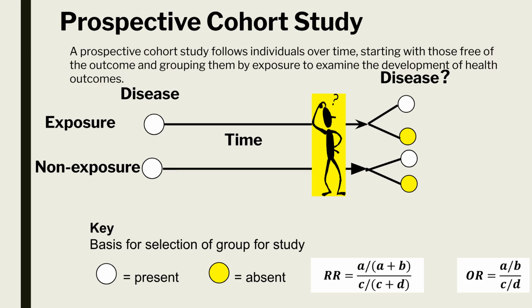At the start, participants are grouped based on their exposure status. Then, over time, researchers track who develops the disease and who does not. At the end, the results can be summarized in a 2x2 table, comparing disease occurrence in exposed versus unexposed groups. Both relative risk and odds ratio can be calculated, but relative risk is preferred in cohort studies because it directly compares incidence between groups. Odds ratios can sometimes overestimate the association, especially when the outcome is common.